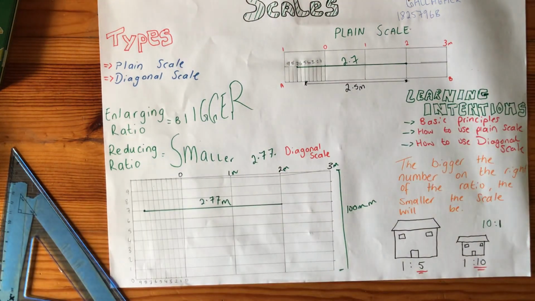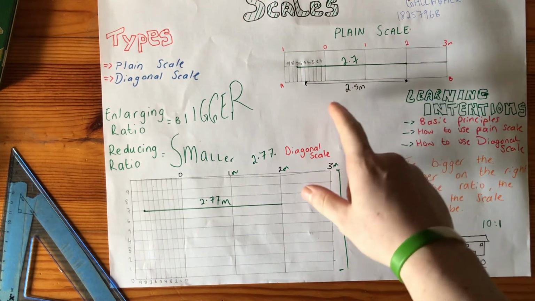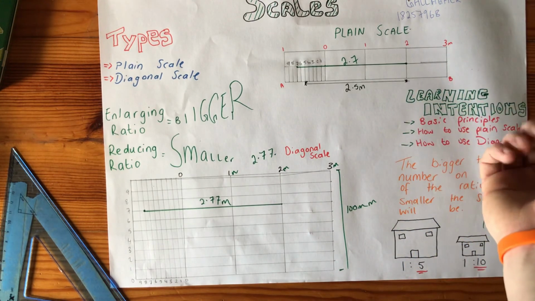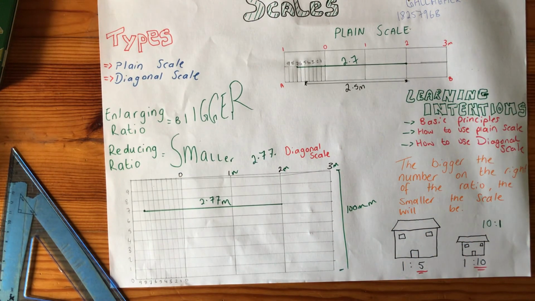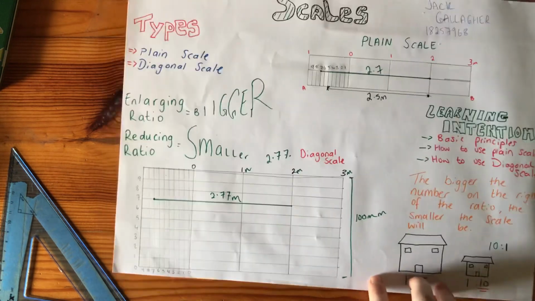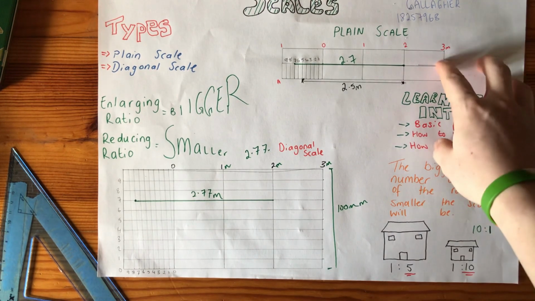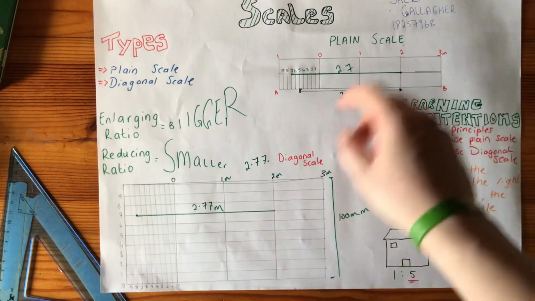So that kind of covers the basics of scales. We've learned the different types of scales, the different types of ratios, so enlarging ratios and reducing ratios, where we could use these scales, say for drawing watches or drawing houses, and then learned how to draw out the plane scale and diagonal scale and how to use them.